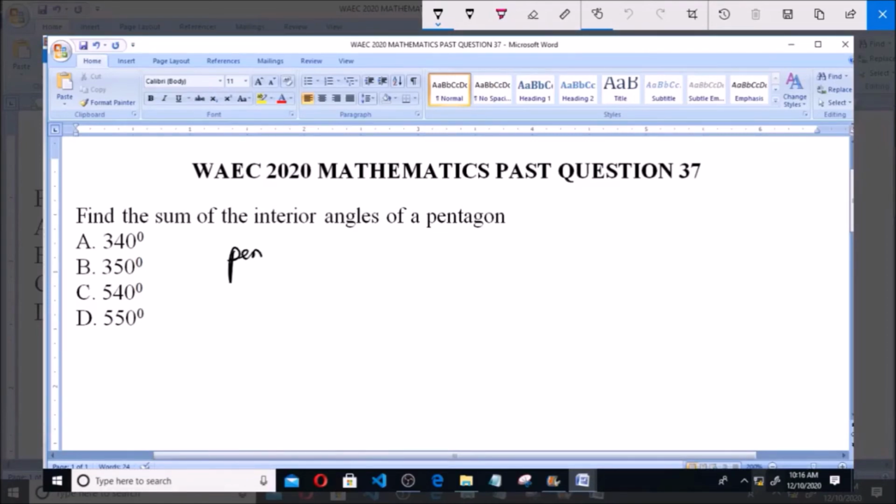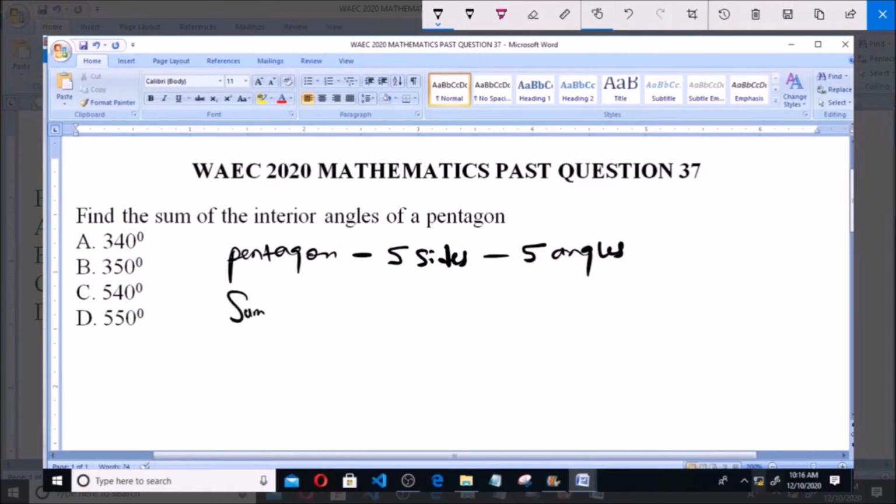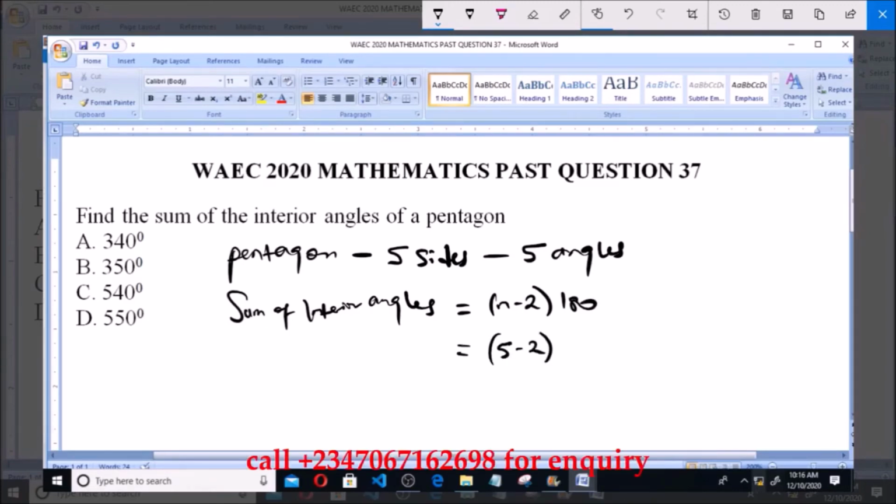Now a pentagon is a regular polygon having 5 sides, and therefore it has 5 angles. Now since a pentagon is a regular polygon, the sum of interior angles of a regular polygon is given as n minus 2 multiplied by 180. Now since this pentagon has 5 sides, that is equal to 5 minus 2 multiplied by 180, and that is equal to 3 times 180, which is equal to 540 degrees, and that is option C.